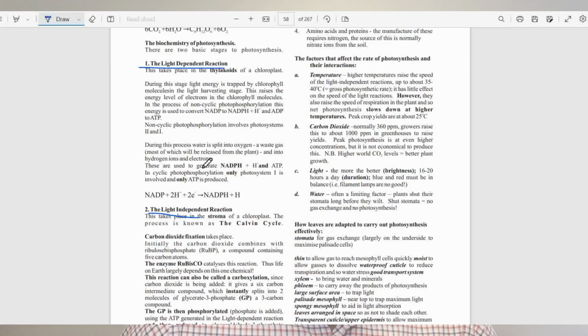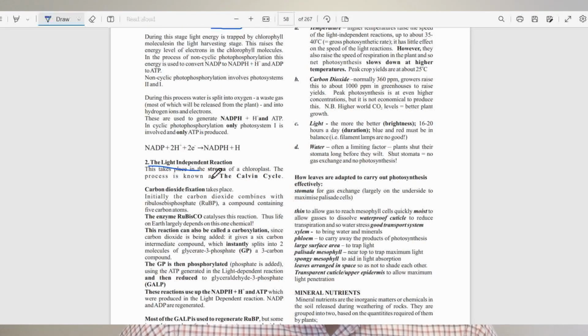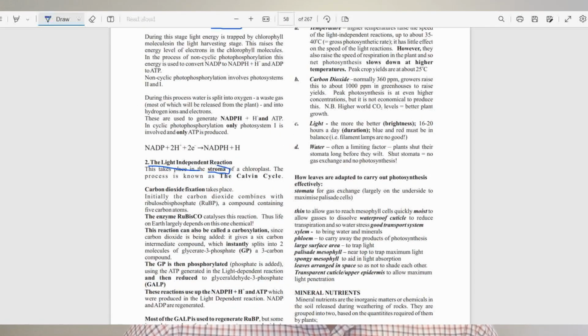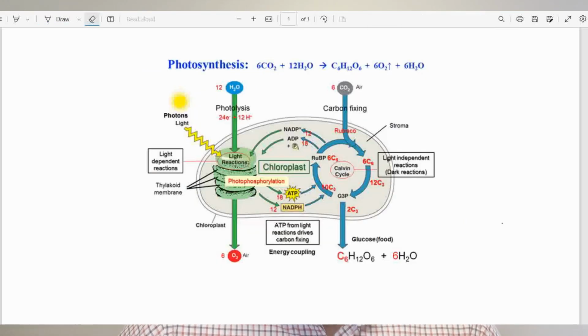Now both of them take place in the chloroplast, but the light stage occurs in a structure called the thylakoid membrane, while the dark stage takes place in the part of the chloroplast which is called the stroma. Now, I'm going to explain this process further using this illustration here.